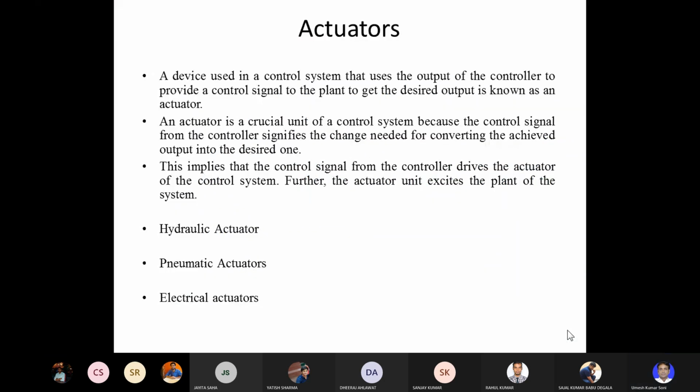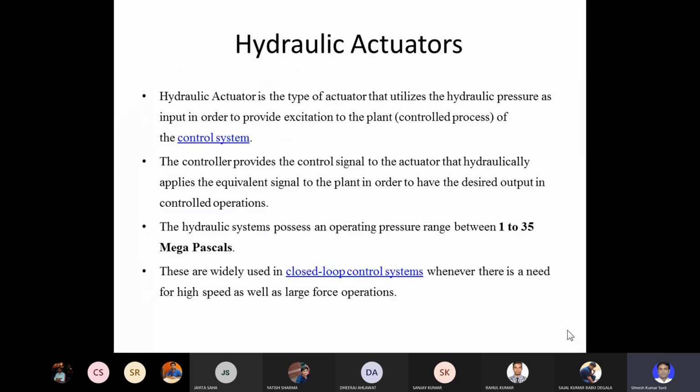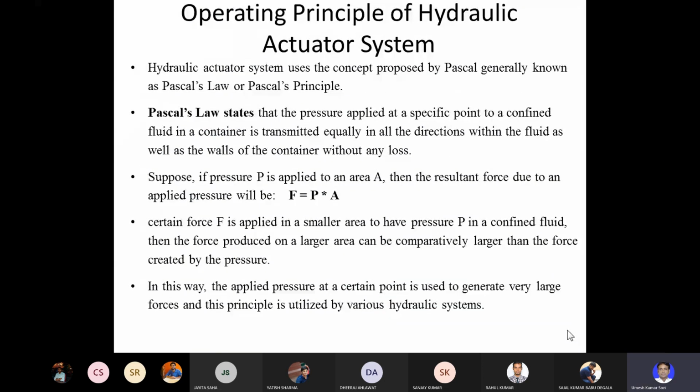So all these are the actuators: hydraulic actuators, pneumatic actuators, and electrical actuators. You have a real idea about how the hydraulic actuators work. Here the operating principle is Pascal's law: the pressure is the same for all the conditions, and so a higher force will be applied on a bigger area if the same pressure is applied.